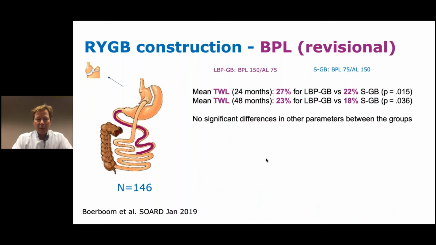We use the limb length of 150 as our standard gastric bypass, and one of the reasons for that is that we also performed a study in conversion of a gastric band, so the revisional gastric bypass, and then you do see that the total weight loss was significantly higher even after 4 months without differences in other parameters between the groups. So that's a procedure the patients can tolerate very well.